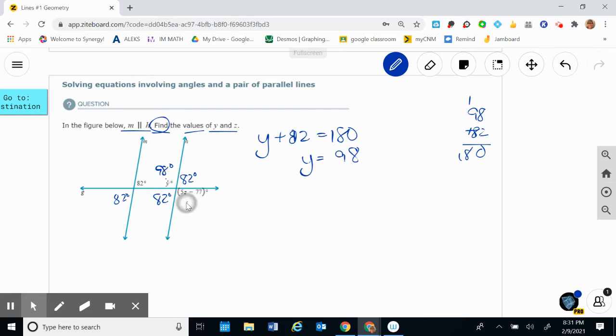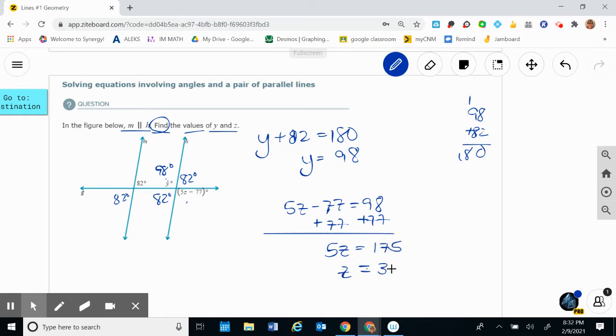All right, you can see that these two are congruent. So we're going to make an equation with them. 5z minus 77 equals 98. So we're going to add 77 to both sides. 5z equals 175. Divide by 5, and you get 35. Okay. I'm doing it faster than you guys probably do it with your calculator, and that's okay. It's no worries. Okay. Z is equal to 35, and that's what they wanted.